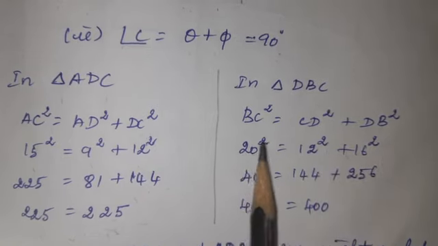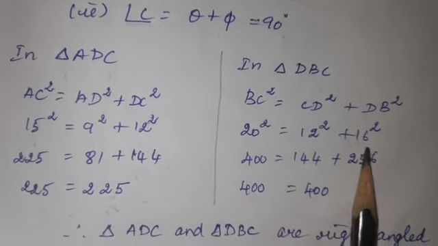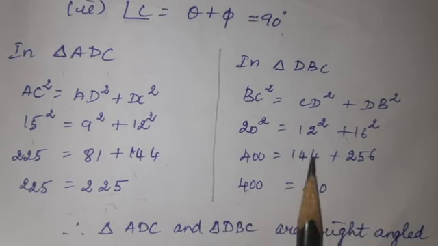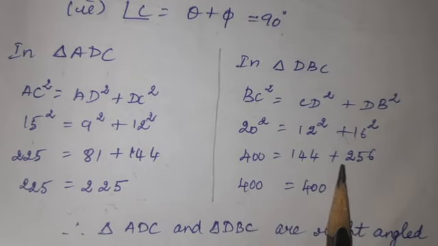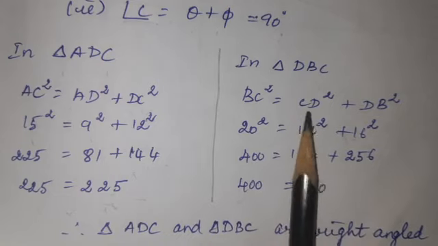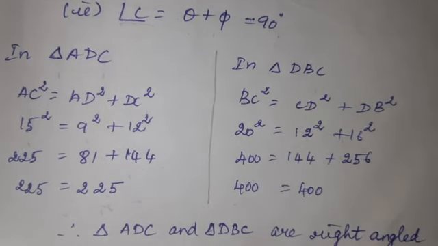Squaring this, 20 into 20 is 400, which is equal to 12 square is 144 plus 16 square is 256. This side is 400. You add 144 plus 256 and you get 400. Here also both are equal. So this triangle DBC is also a right angled triangle. Therefore, triangle ADC and triangle DBC are right angled triangles.